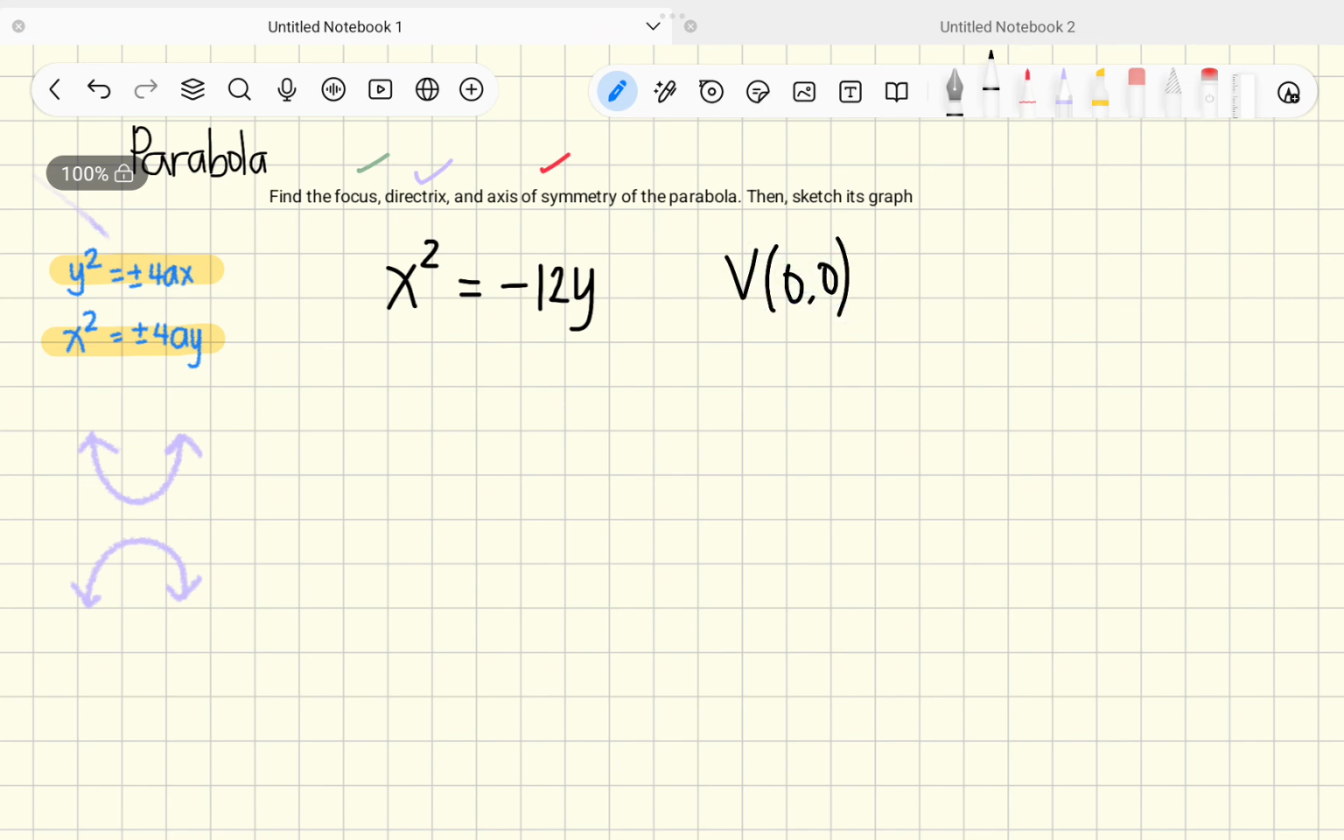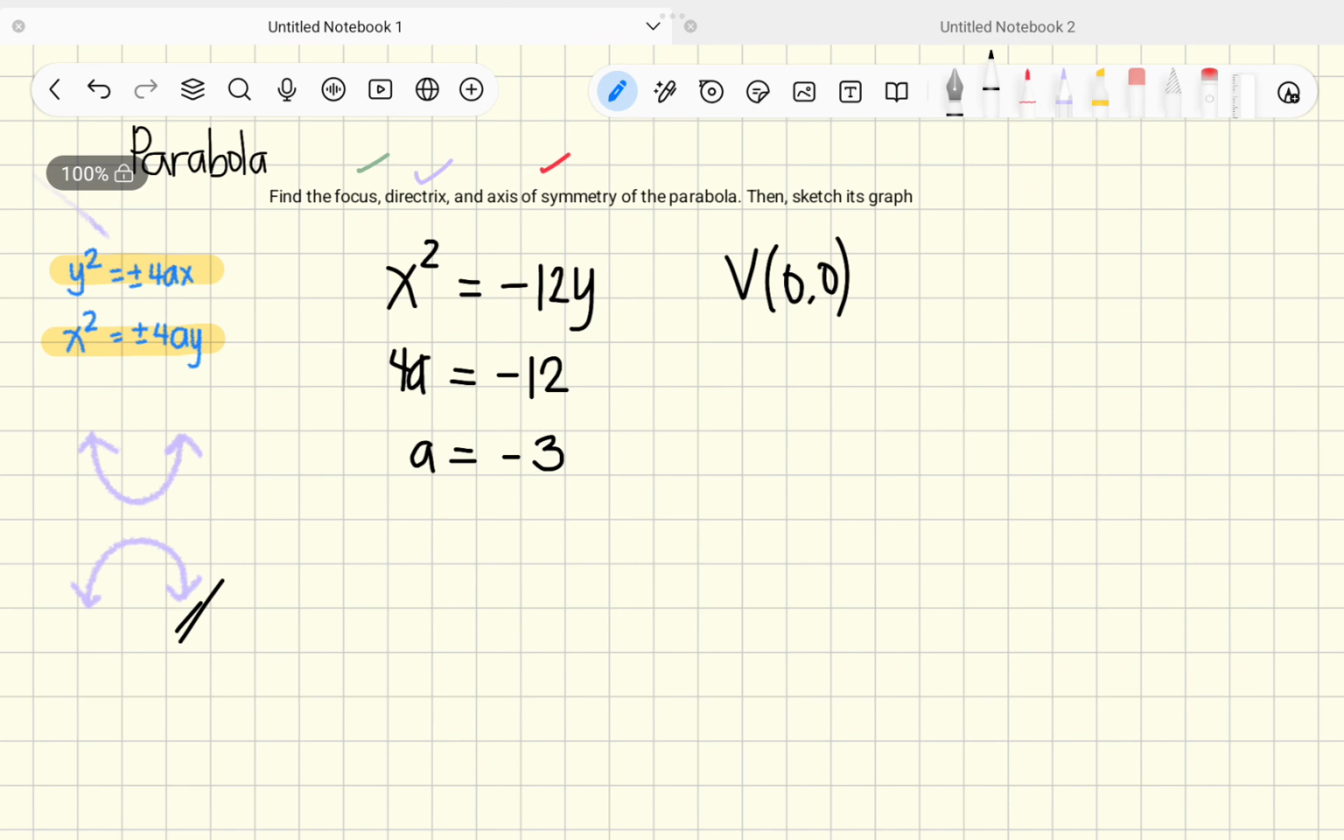So from the form, we have either a parabola that is facing upwards or a parabola that is facing downwards. Because we can see that 4a is equal to negative 12. Okay, so it has a negative value, so we can say that it is facing downwards, and a, which refers to the distance from the focus to the vertex or your focal parameter, is equal to negative 3.